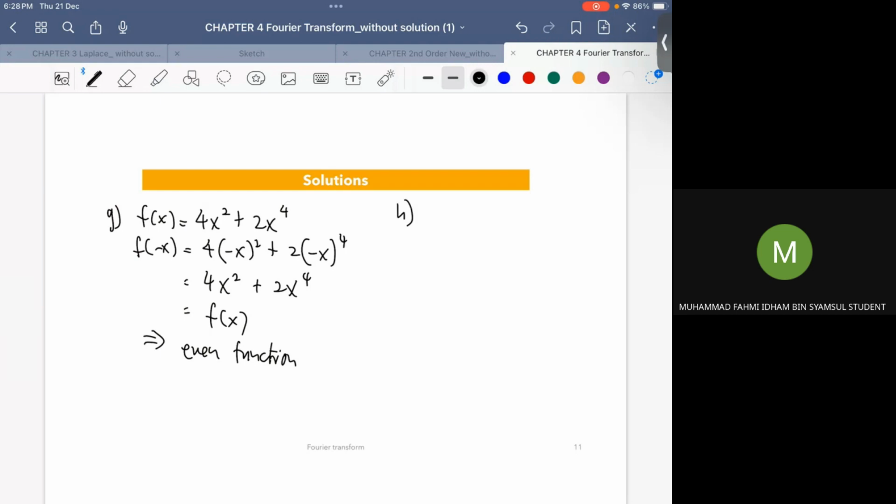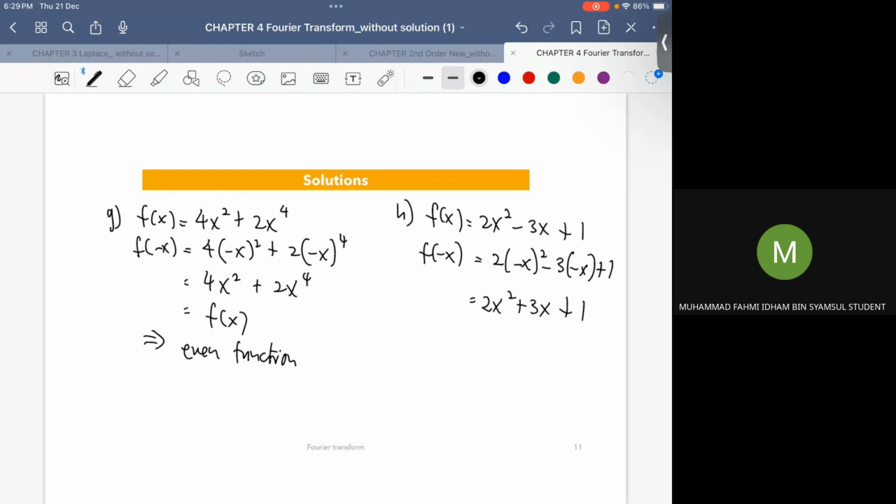Lastly, H, we have f(x) equal to 2x squared minus 3x plus 1. So let's put x as negative x. So we have 2 negative x squared minus 3 negative x plus 1. So we have here 2x squared, here we have plus 3x plus 1.